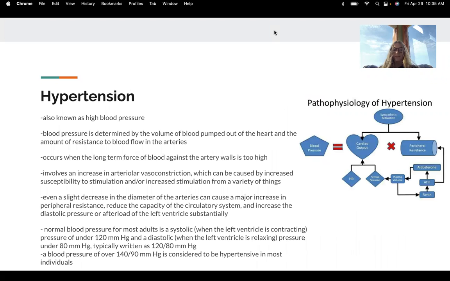Hypertension is also known as high blood pressure. Blood pressure is determined by the volume of blood pumped out of the heart and the amount of resistance to blood flow in the arteries. This occurs when the long-term force of blood against the artery walls is too high.